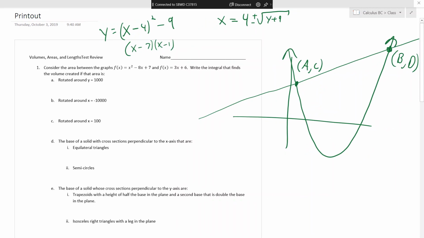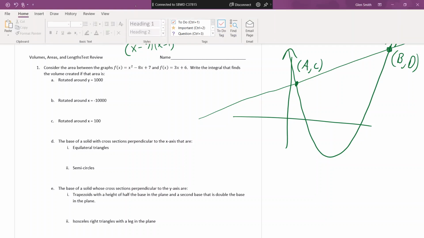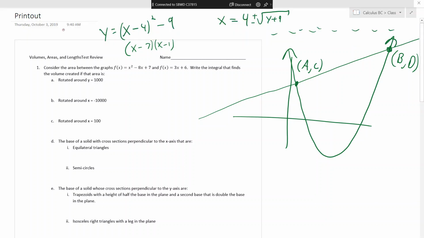Yeah, I definitely would use x for this, right? Top's always the same. Bottom's always the same. So we're going to rotate around y equals 1,000, which is up here. We're going to use disks for that because it's perpendicular. Cool.